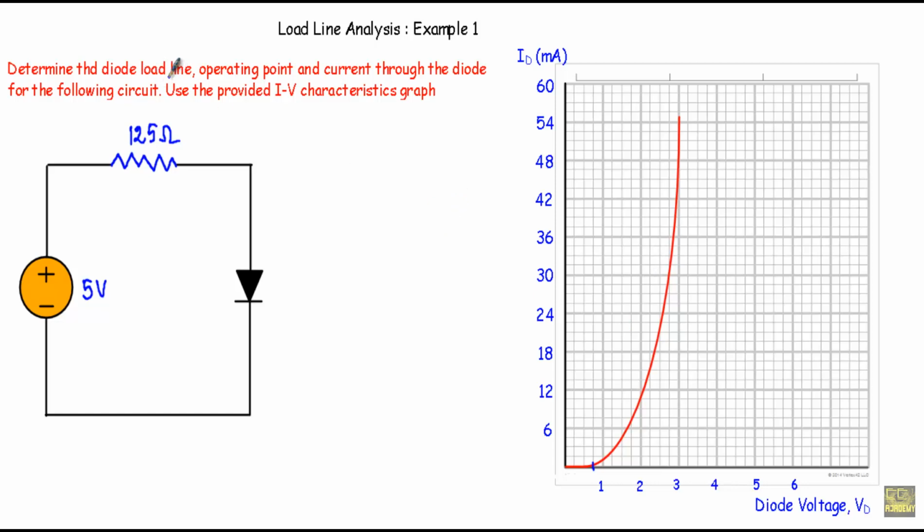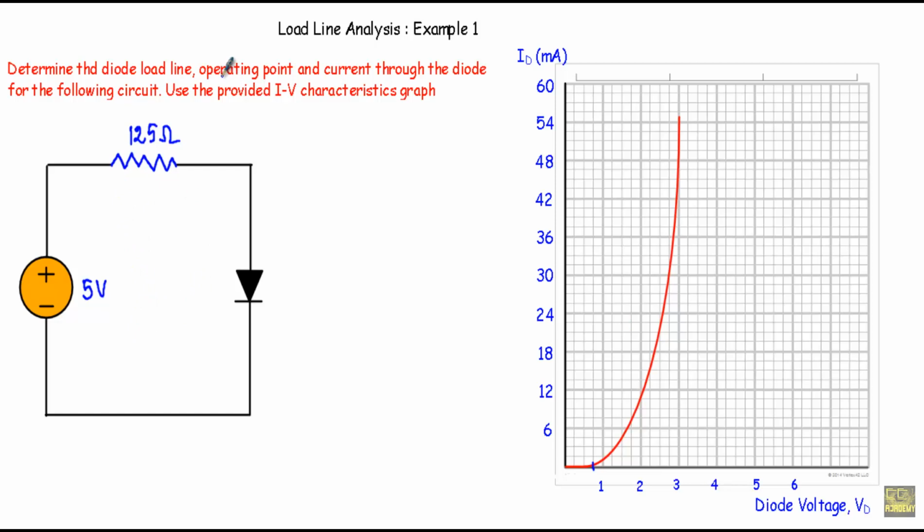So what is load line? Load line is the graphical representation of the KVL or Kirchhoff's voltage law in a circuit containing a voltage source, a resistor and a non-linear element. See, this circuit contains a voltage source of 5 volt in series with a resistance of 125 ohm and a non-linear element, a diode, in this loop. So I can draw the diode load line from this given circuit.